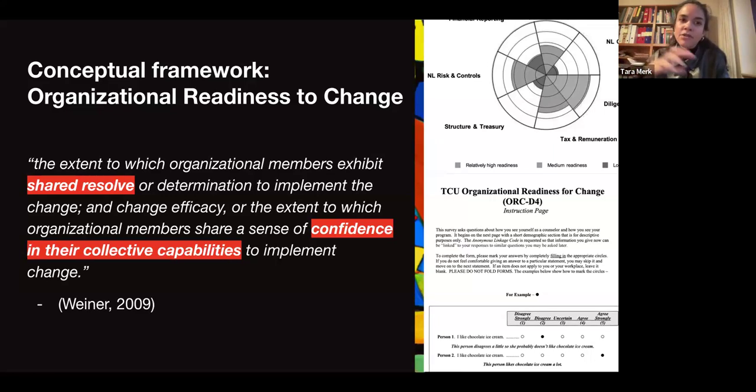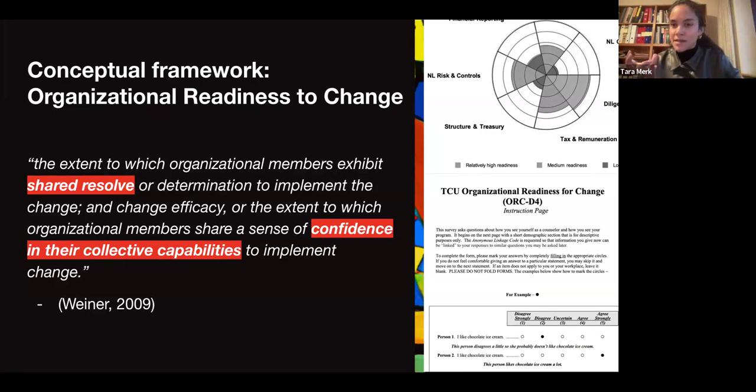And to start understanding that, we're drawing on a conceptual framework from academia that is called organizational readiness to change. Now, organizational readiness to change, I've just pulled up a definition, is put together by two components. The first one is that the members and the decision makers in a certain organizational context feel like they're ready, and they exhibit a shared resolve, so motivation and excitement and determination. We're going to do this. We want to change our governance structure in an open source context. So there's simply a motivation to do that.